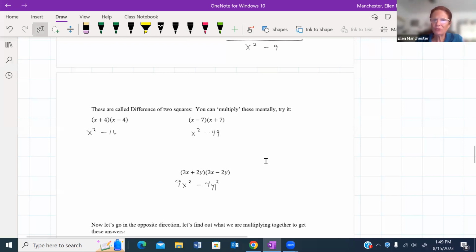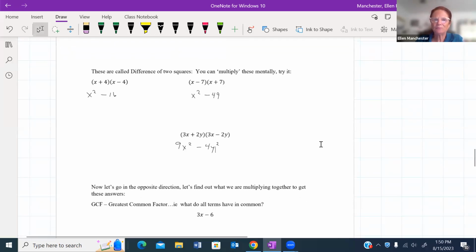Okay, so difference of two squares. You can do it mentally. You can see how much faster it is. Okay, so that's all multiplying polynomials. Now we're going to spin it and go in the opposite direction.